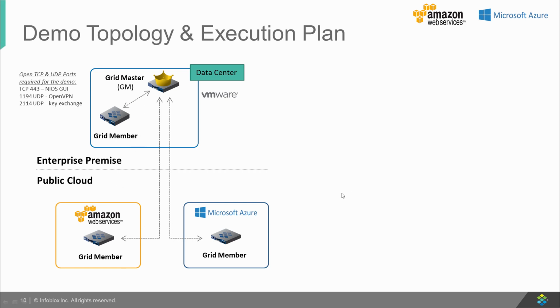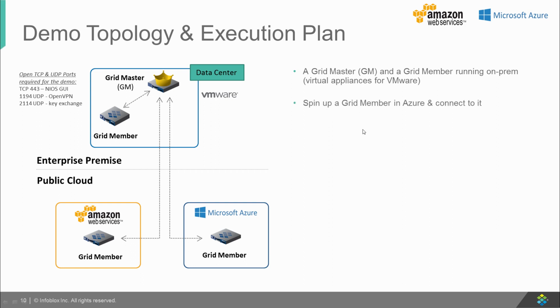So what exactly are we going to cover today? The first thing is to give you a quick overview of how the grid master and the grid member are currently configured, everything running in a virtual environment under VMware ESXi, and of course using vCenter. And then we're going to spin up a grid member in Azure first, and connect it to the grid master running on-prem, and you will see how that's going to happen. Similarly, we're going to spin up a grid member running in AWS, and connect it to on-prem.